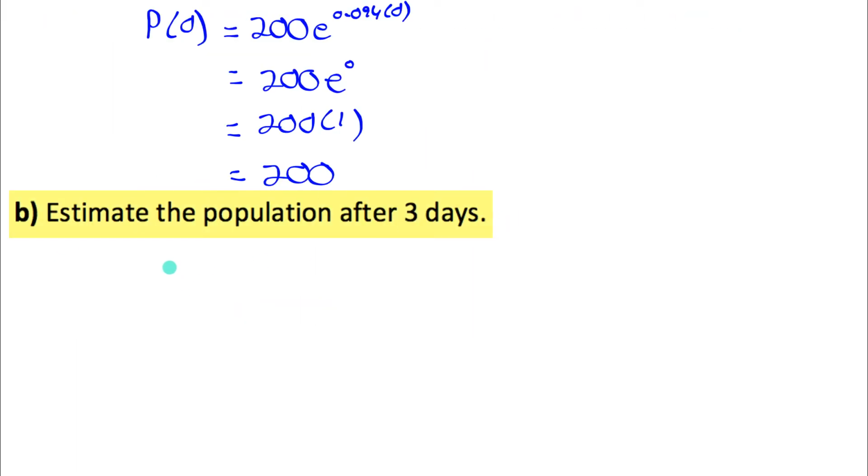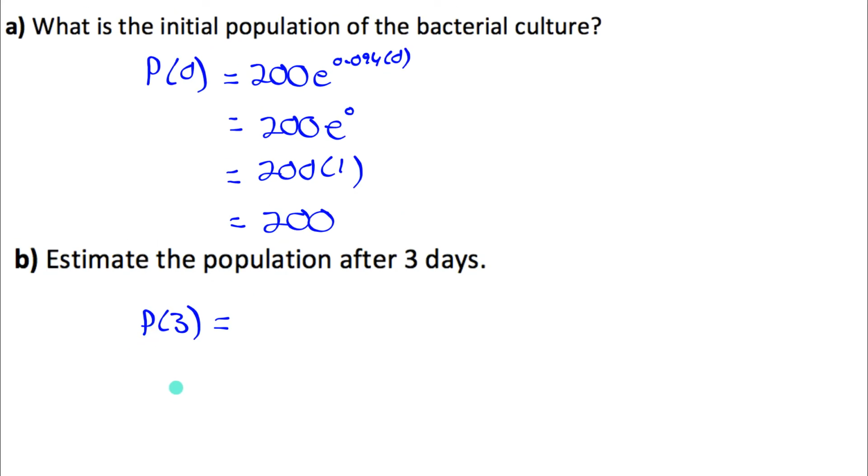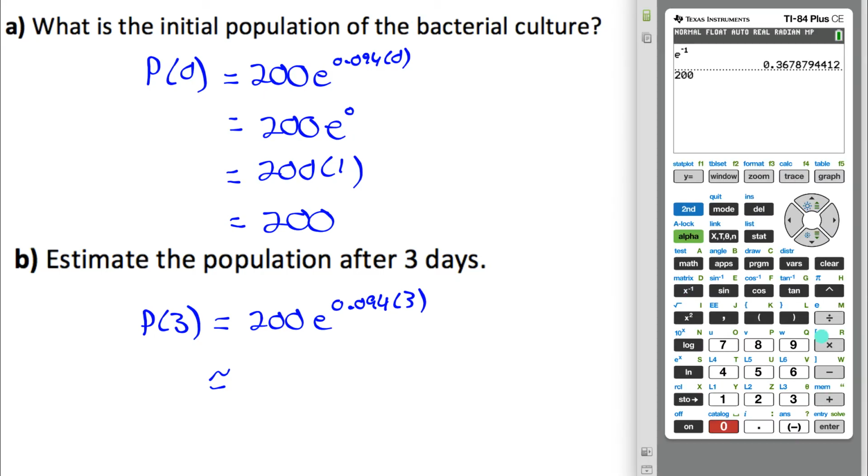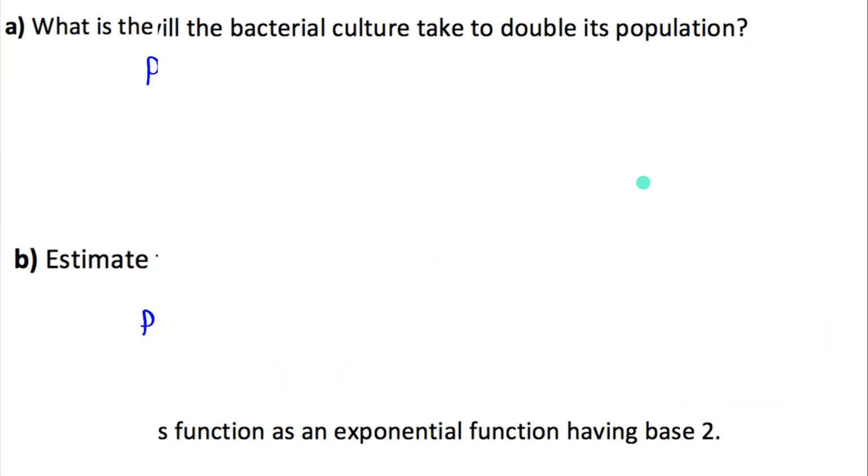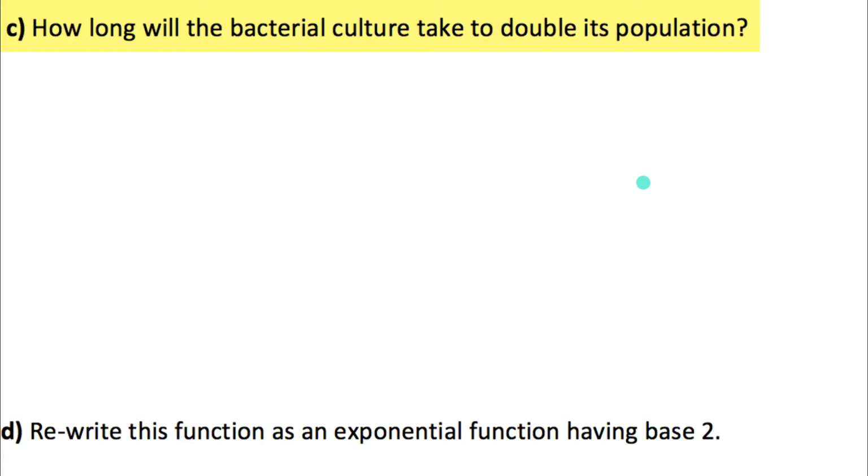Estimate the population after 3 days. So we just want to evaluate p at 3. I just put this example in here to make sure you take the time to find the button for Euler's number on your calculator. So we would evaluate 200 times e to the 0.094 times 3. And now we can just evaluate this on our calculator and we'll get an approximate value. So 200 times e to the power of 0.094 times 3. And it's about 265.2.